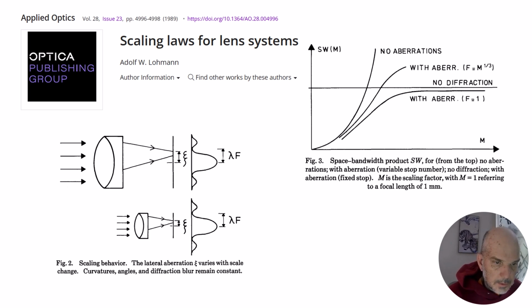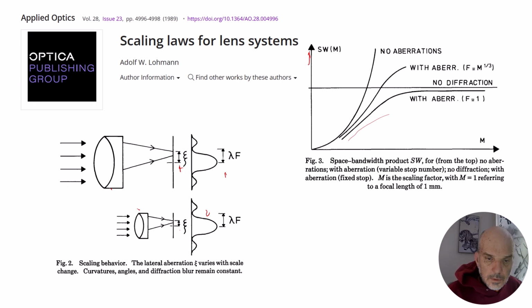So here, this lambda f number has the same scale as we change this from a small lens to a big lens. Lambda f number doesn't necessarily change, but the geometric aberration, if we look at the ray tracing, that's independent of scale, and the geometric aberration gets larger. So this would suggest that the effective f number is going to be linear in scale, which is this plot that Professor Lohmann has here, where this is the space bandwidth product of the imaging system versus scale.